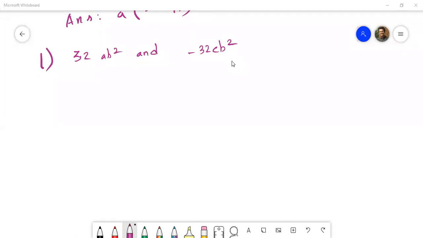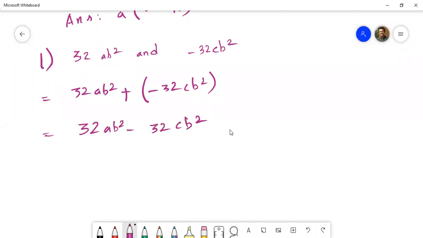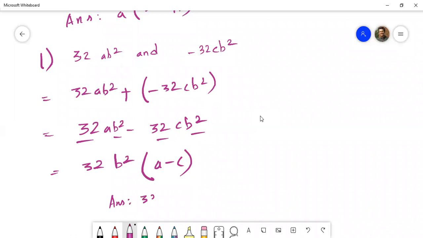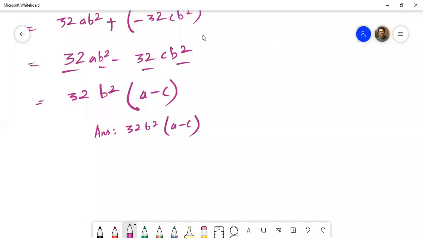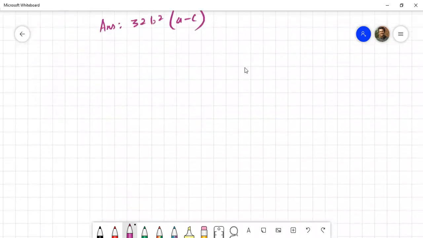So what we have to do is 32 AB squared plus negative 32 CB squared. As you can see, we can take common B squared and 32 over here. So 32B squared times (A minus C). That's it. Do we all understand it? Yes, sir. The answer is 32B squared (A minus C). It was an easy one. Thank you all for doing that and putting that in the chat.